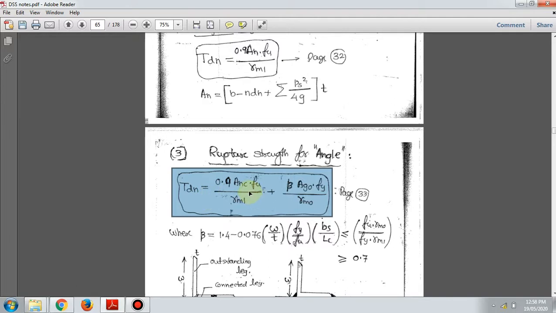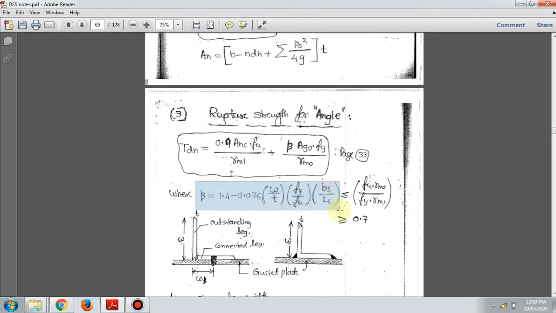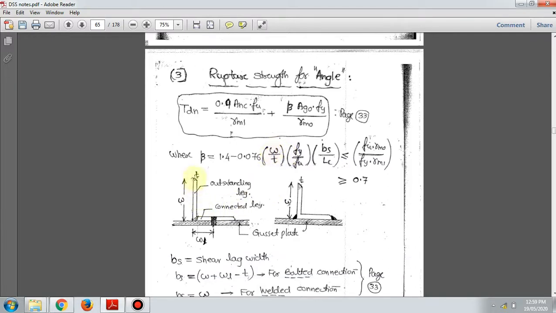There is one more formula, the design strength due to rupture for angle section, given by Tdn is equal to 0.9 Anc fu divided by gamma m1 plus beta Ago fy divided by gamma m0. This is on page number 32. The main unknowns in this formula are beta, Ago and Anc. So what is the beta formula? In the Codebook, beta is equal to 1.4 minus 0.076 (w by t) (fy by fu) into (bs by Lc). Once you understand the terms, substitution in problems becomes very easy.